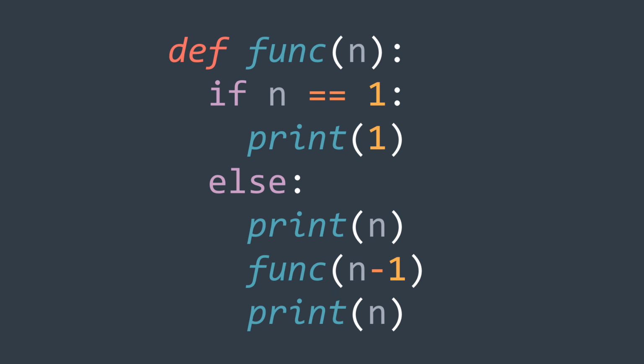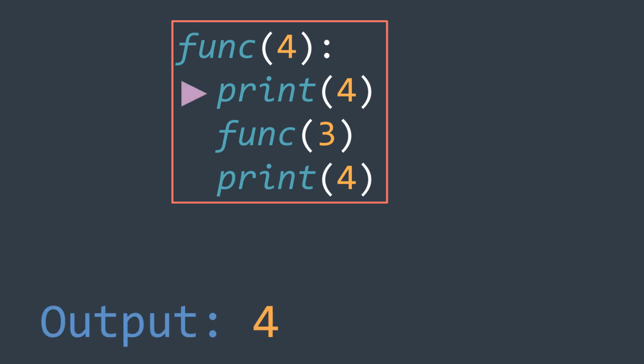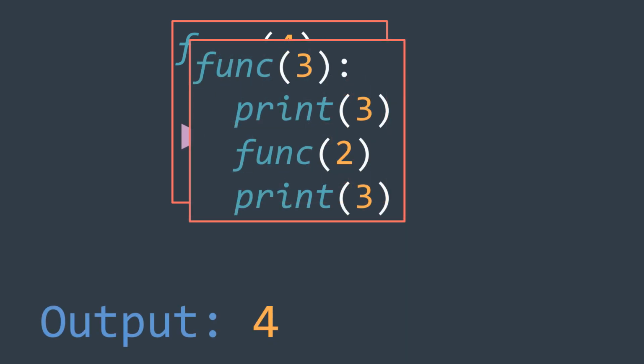This recursive function takes an integer n, prints it, then calls itself with n-1, then prints n again. And the base case is when n is 1, it just prints 1. Now pause the video and try to guess the output with n equal to 4. With n equal to 4, func4 prints 4, then calls func3, and it will wait for it to end so that it can continue its work.